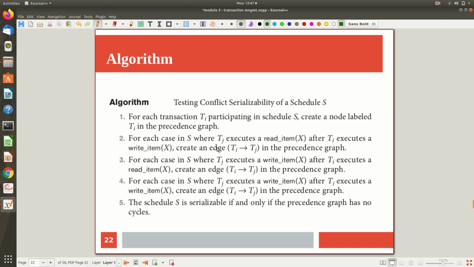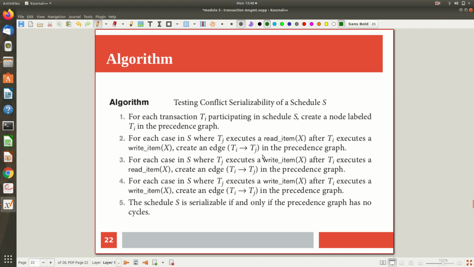Now for each case in the given schedule such that I have a transaction Tj which executes a read item after Ti executes a write item. So the first operation is Ti executing a write on an item X, followed by a read item on the same data X, but done by Tj. Ti is happening first, right? So from Ti to Tj I have an edge. This is the direction, from Ti to Tj. That is important. It should happen on two different transactions, on a common data item X in both, with a read and a write. And the conflict is happening first in Ti, then Tj.